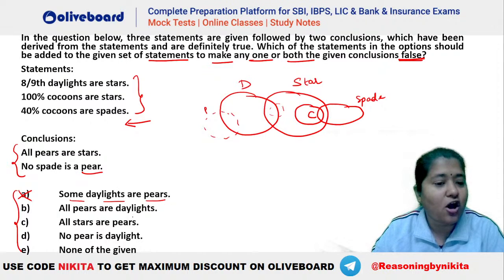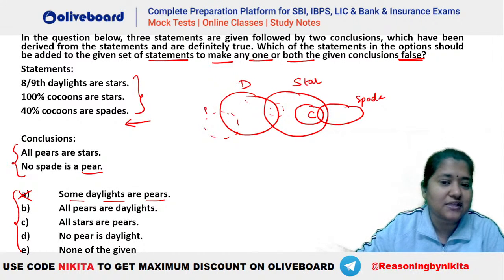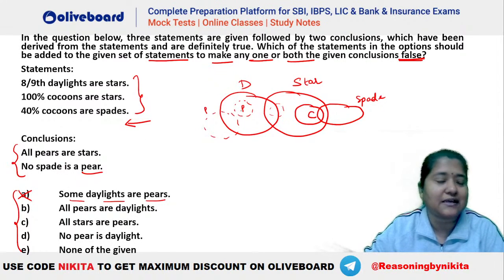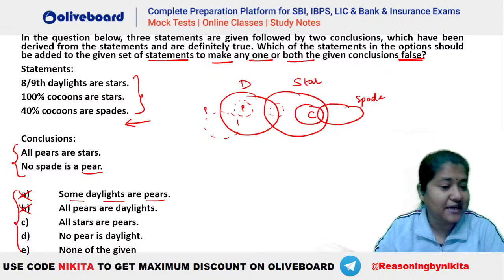Let's say if we have all pears are daylight. So again, you can see if we have all pears are daylight, this is your pear. So all pears are star. That again is a possibility. No spade is pear. That again is a possibility. That means adding the second one is also not the right answer.